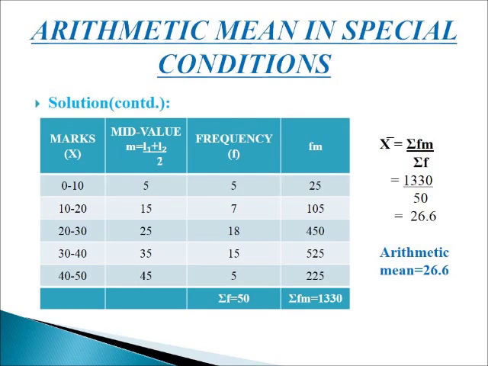In the fourth column, we will write the product of F and M, that is FM, 25, 105, 450 and so on. After adding FM, we will get sigma FM, which is 1330. So now we will calculate arithmetic mean under direct method. The formula is arithmetic mean of the series equals sigma FM divided by sigma F, that is 1330 divided by 50. We will get 26.6, which is our arithmetic mean. This is how we will calculate arithmetic mean under direct method.